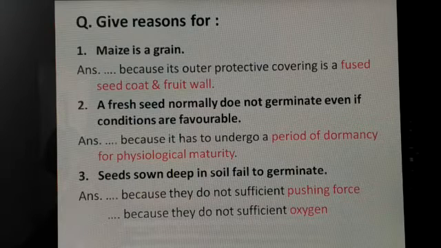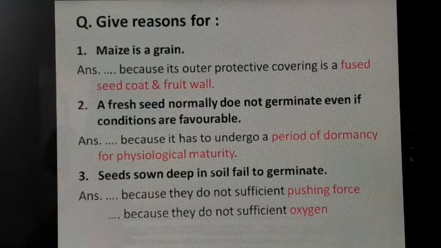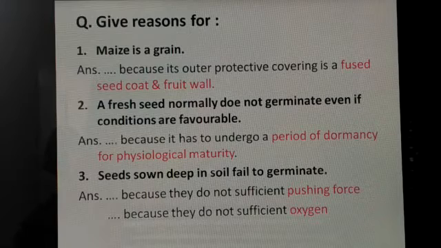They undergo physiological maturity. Here physiological maturity means the production of nutrients, which helps in the formation of new cells during germination. So that maturity is required. Therefore a fresh seed does not germinate even if conditions are favorable. It has to undergo a period of dormancy.